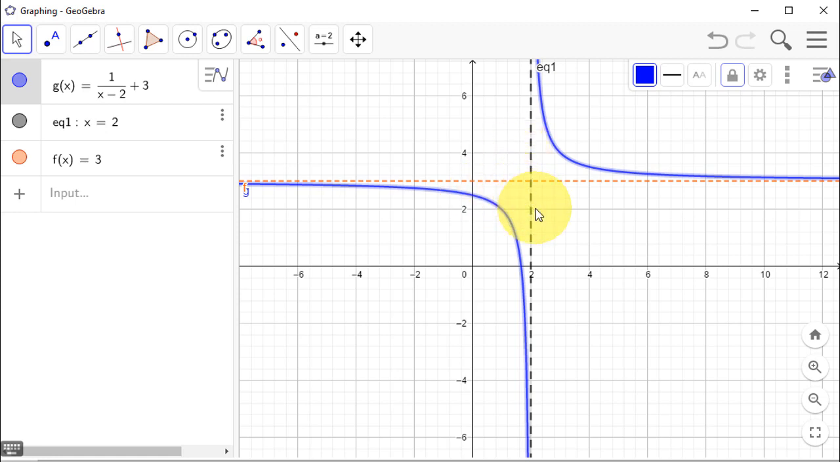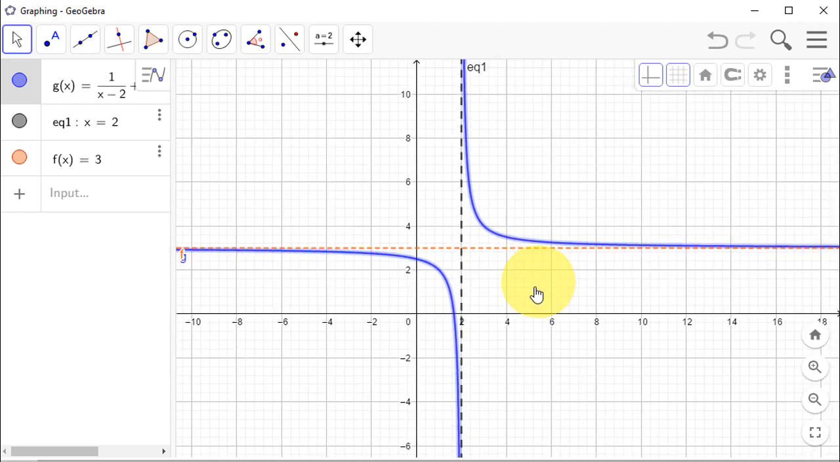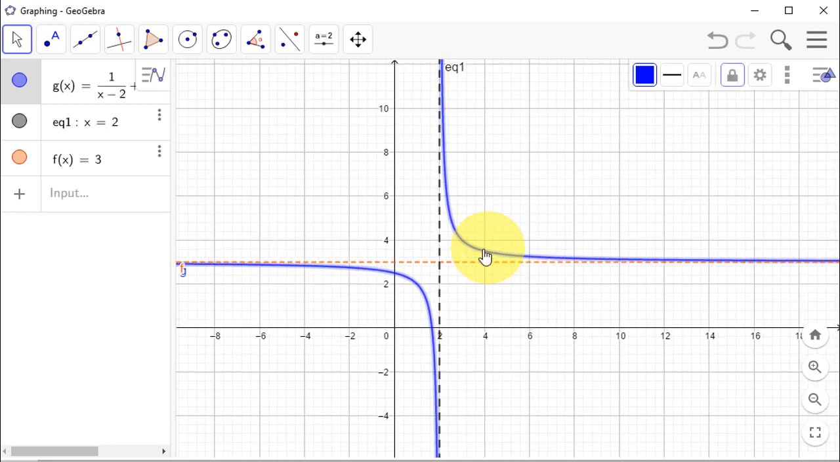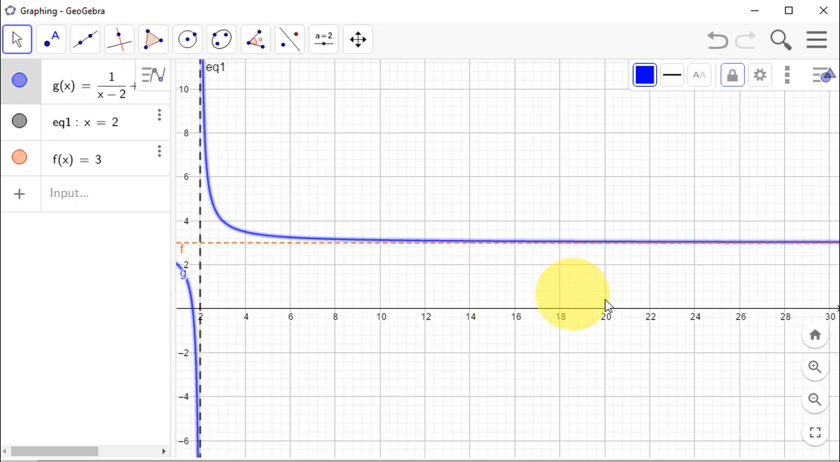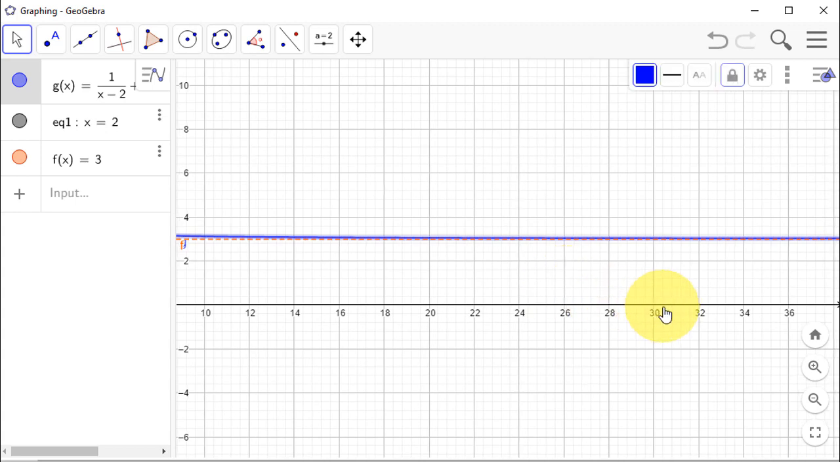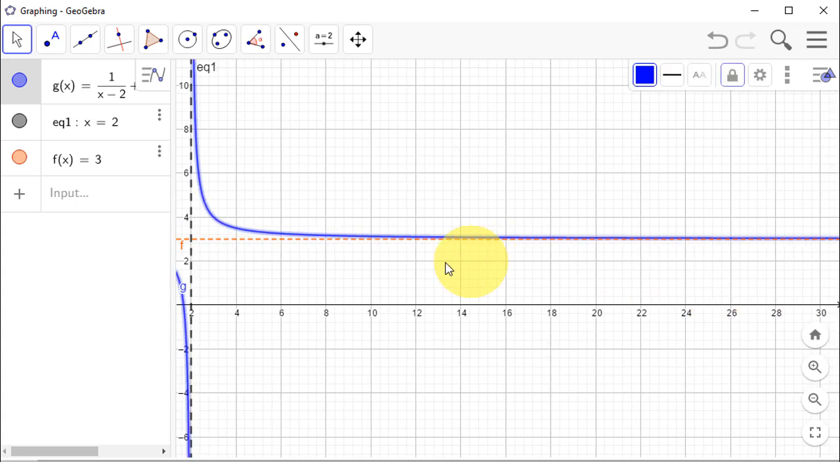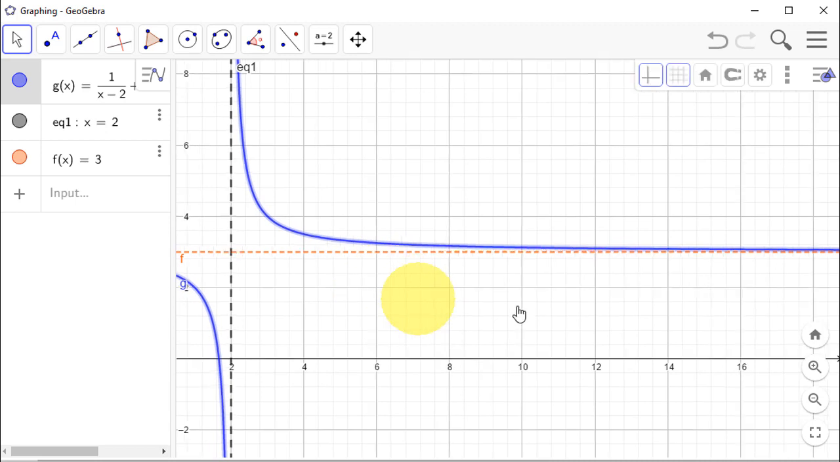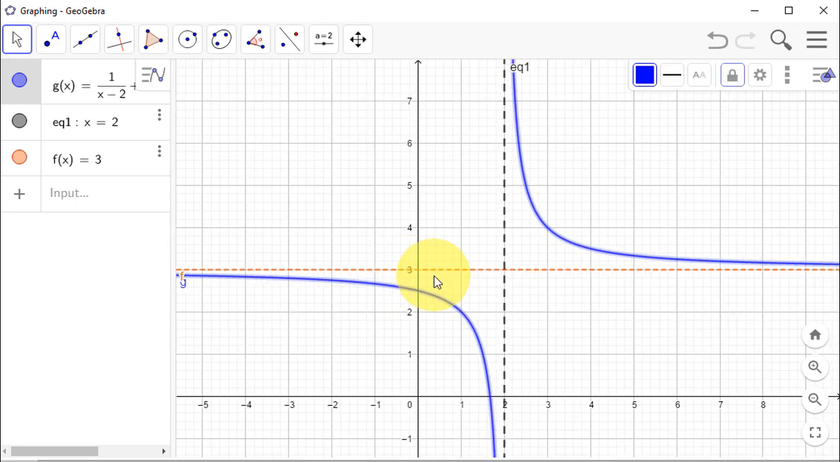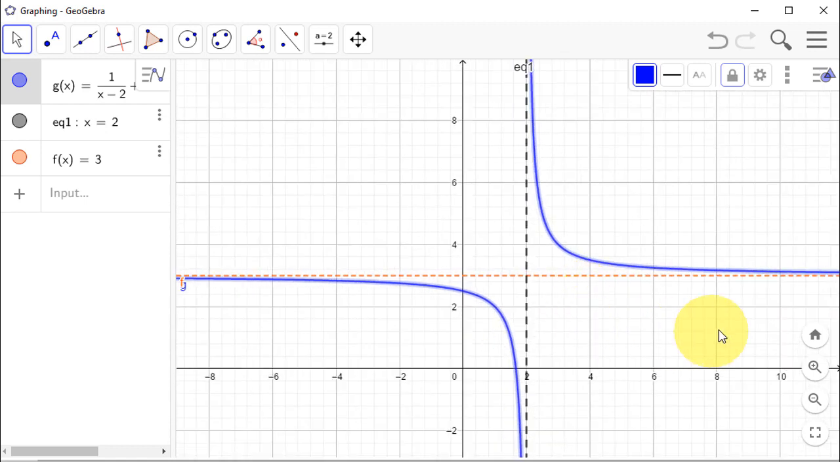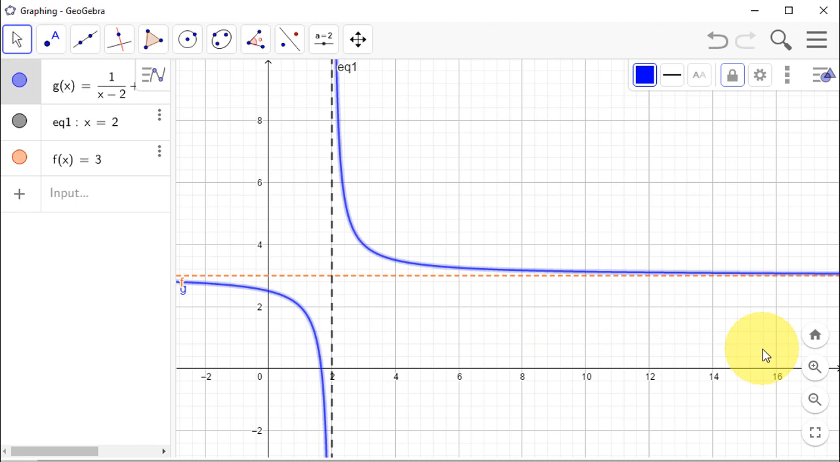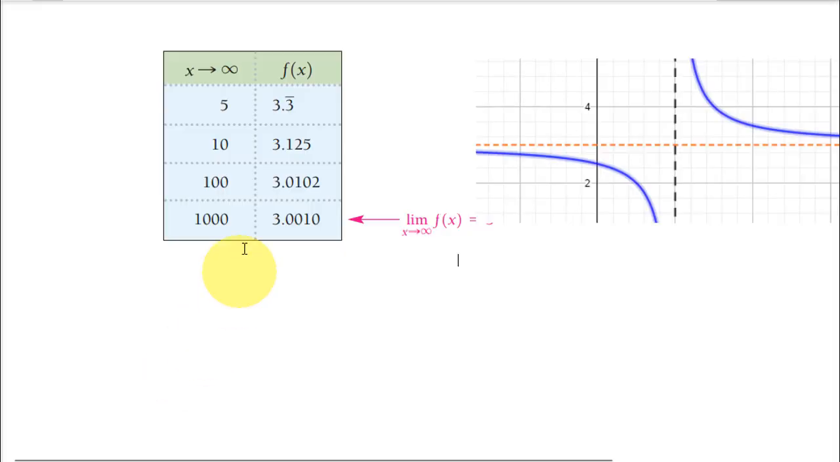Now, let's try to find the limit when x approaches positive infinity of f of x. Where is the value of y? Where is my function approaching when I am approaching infinity? Well, to positive infinity, remember we have all these numbers. But what is happening with the value of y? The value of y is approaching the number 3. Then, graphically, I can say when the value of x is approaching positive infinity, the value of y is approaching 3. And algebraically, I can represent it like this.